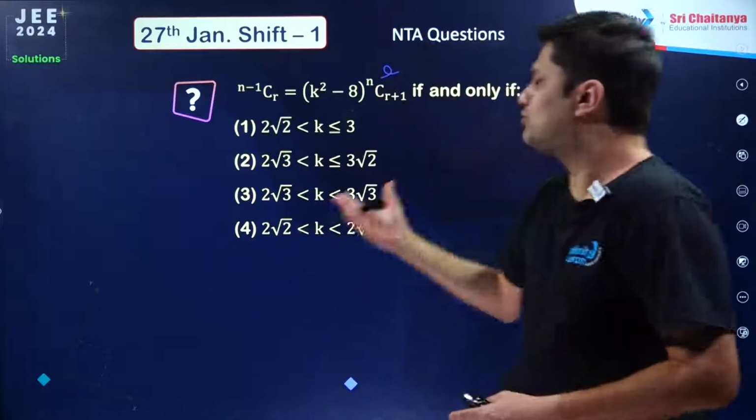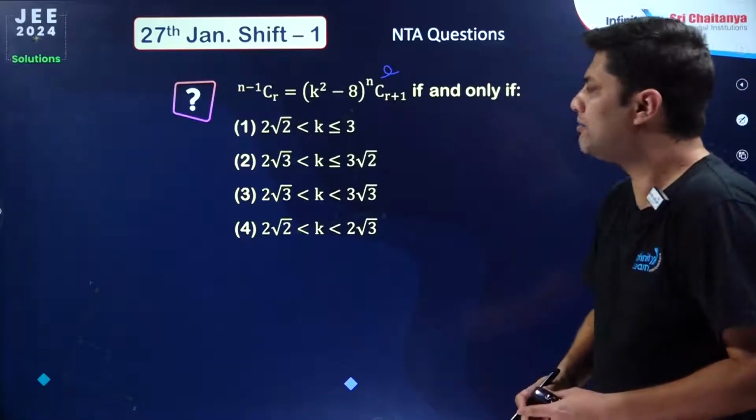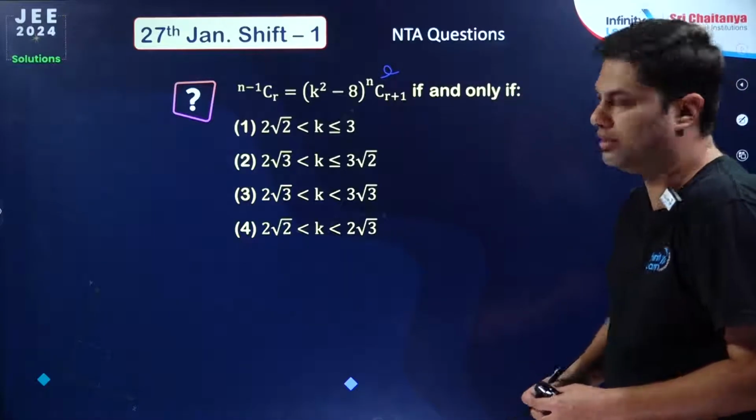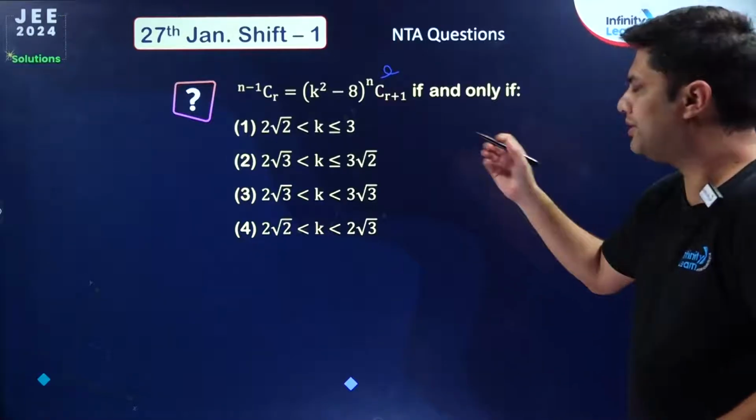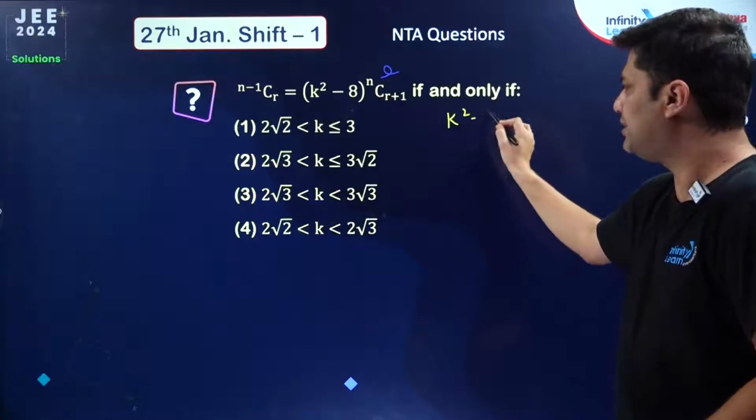Solutions. So this was the first question. N-1 CR is equal to K square minus 8 into NCR plus 1. So there is a formula. This is a formula based problem. First of all, K square minus 8 has to be greater than 0.